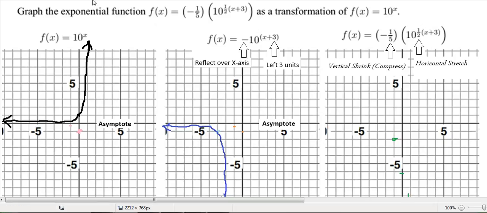And then what should we do? One more. When x is negative 3, it's negative 1/5. Okay. So here we go.